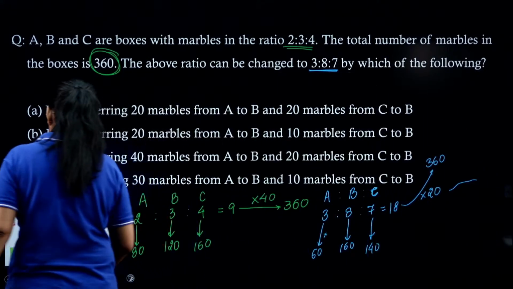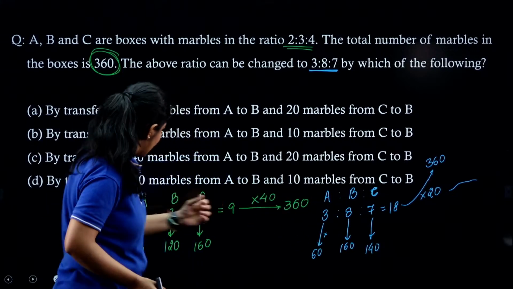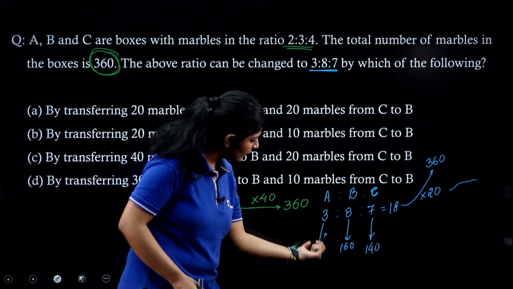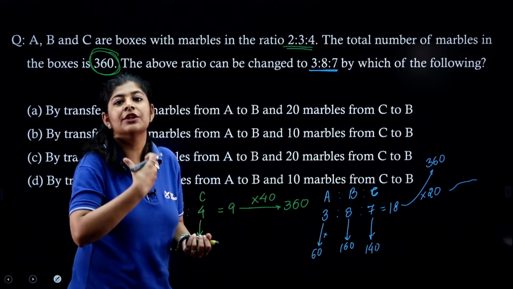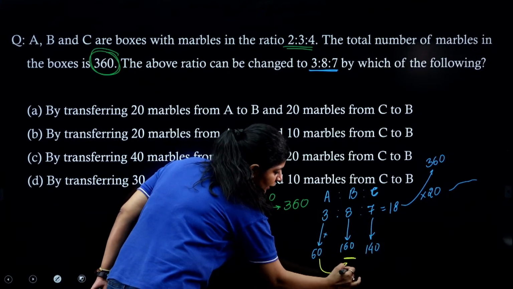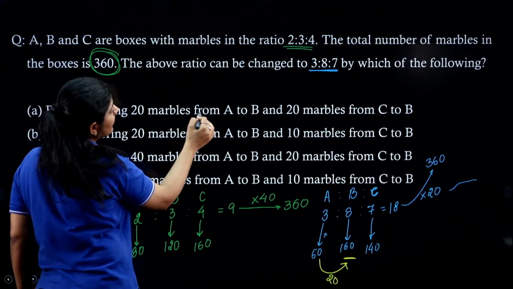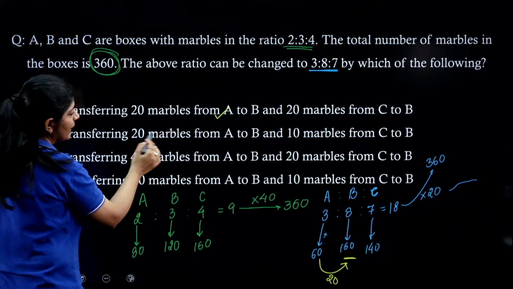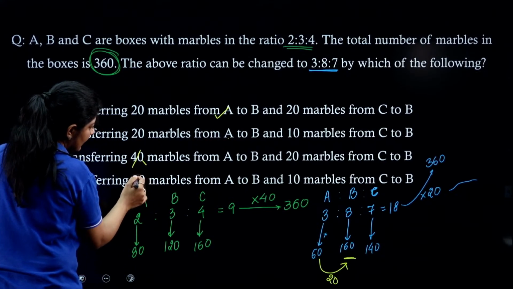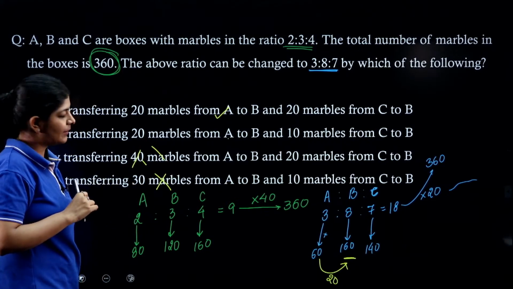Now simply compare the values at the initial level and the ending level. In box A initially we have 80 marbles, and now we only need 60 marbles, so we need to donate 20 marbles to B. By transferring 20 marbles from A to B, yes. 40 marbles, no. 30 marbles, no. That means option C and option D are eliminated, right?